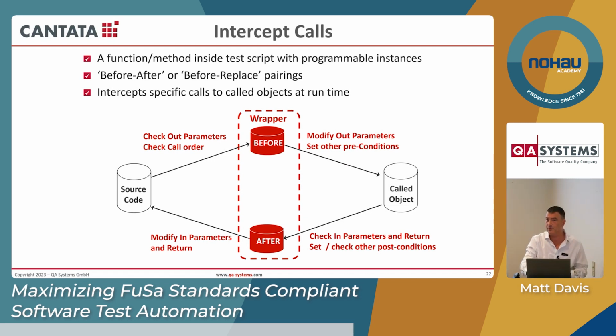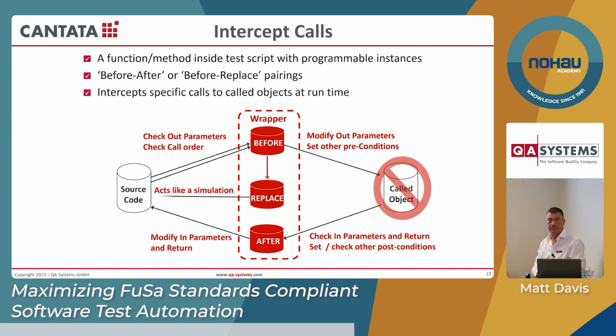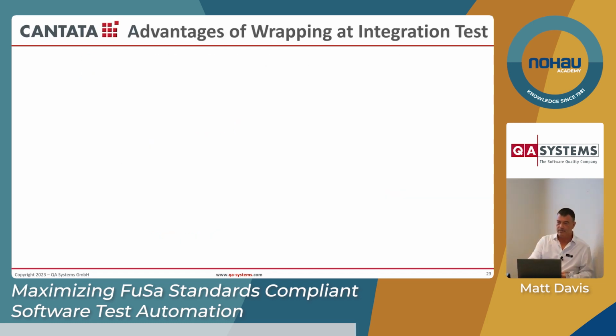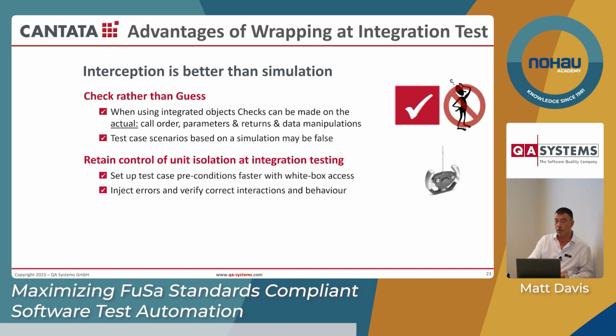But it's a little bit more flexible because that's the before and after. There is also the before replace pairing. That is a simulation. And you can choose which pairing you use any time you make a call on any instance. So it's very flexible. Quick summary, the advantages of interception at integration test become more and more powerful because you cannot simulate the things you are integrating into your build.